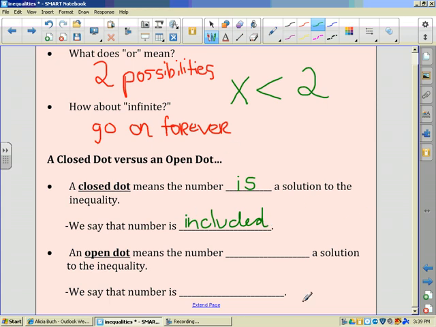But an open dot, one that's not colored in, would mean that the number is NOT, write that in all capitals, a solution to the inequality. So we say that number is not included. So that would just mean you would draw a dot and not fill it in. Okay, so write that down for me, please, so you have it in your notes.